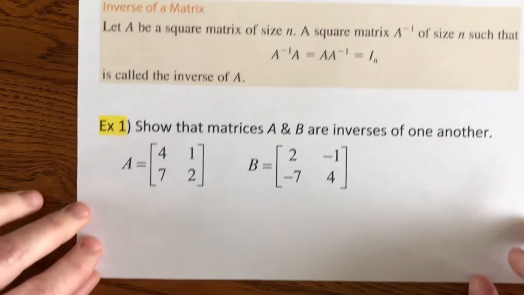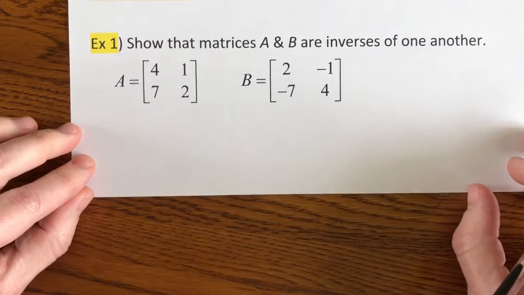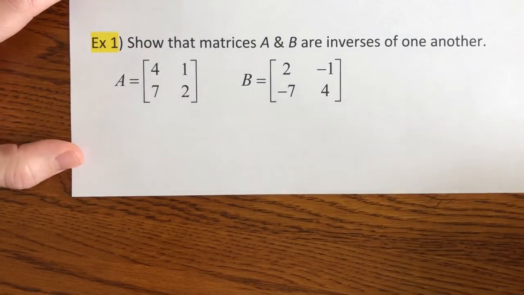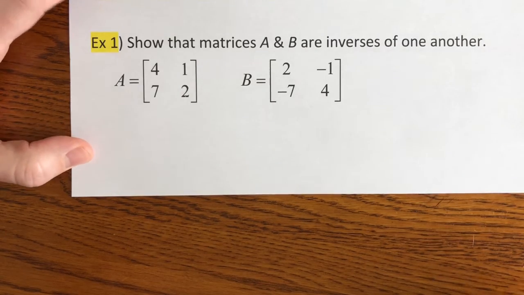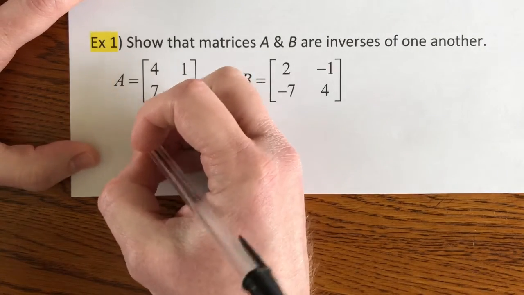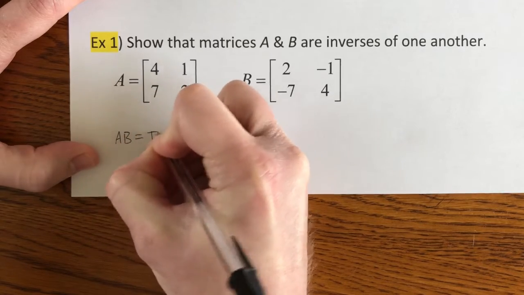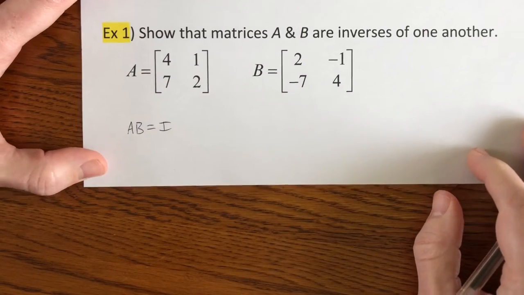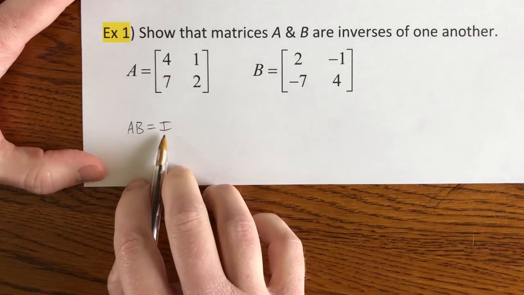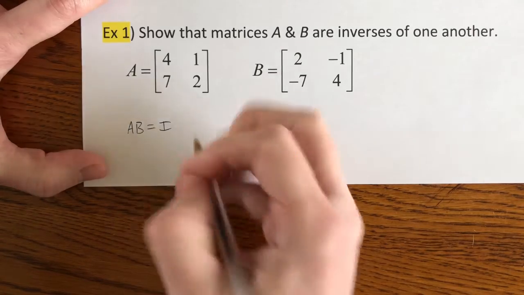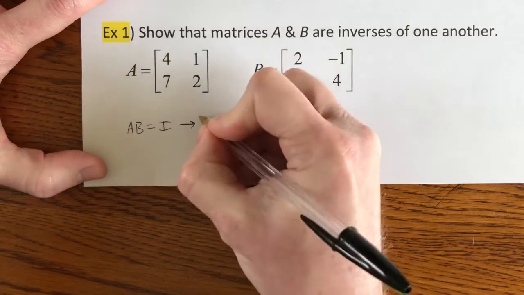All right, so in example number one, we're going to show that these two matrices A and B are inverses of one another. So we just need to determine this. We have to show that the product of these two matrices is equal to the identity matrix. So let's do that.